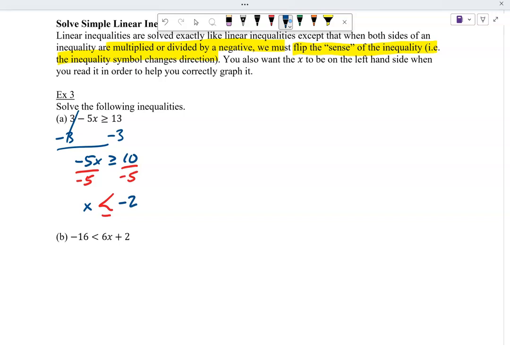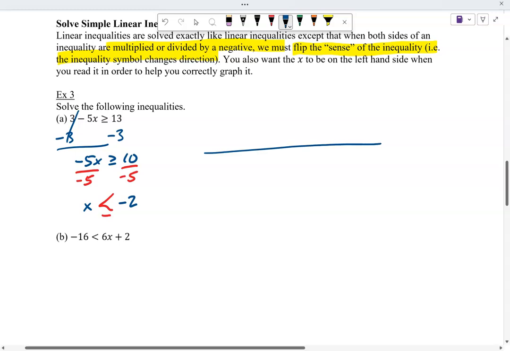Okay, anytime you divide or multiply both sides of an inequality by a negative number, you got to switch it or you'll have the wrong solution set. Okay? So we graph that, less than or equal to -2. So it's going to be closed, or equal to, and less than. And whenever you graph it, make sure that your value x is on that left-hand side. You cannot graph that thing if it's on the right-hand side.